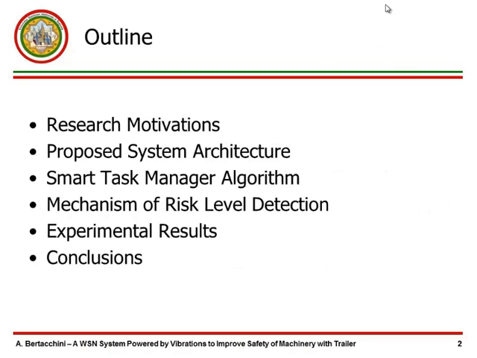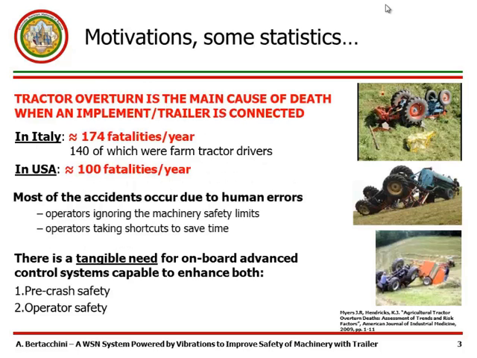This is the outline. After a brief introduction about the motivation of our research activity, I will describe the system architecture we propose, with a focus on the smart task manager algorithm and the mechanism of risk level detection we implemented. And then some experimental results, and finally some conclusions. Let me start with a couple of considerations.